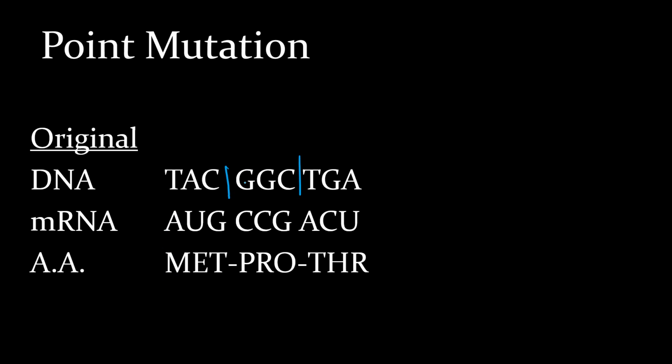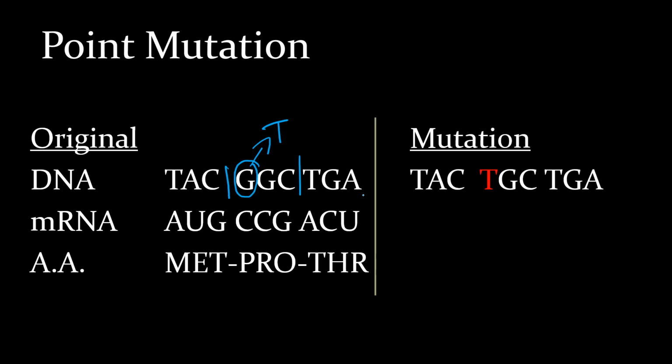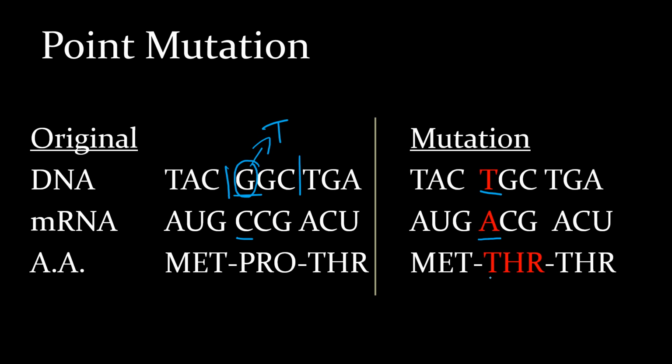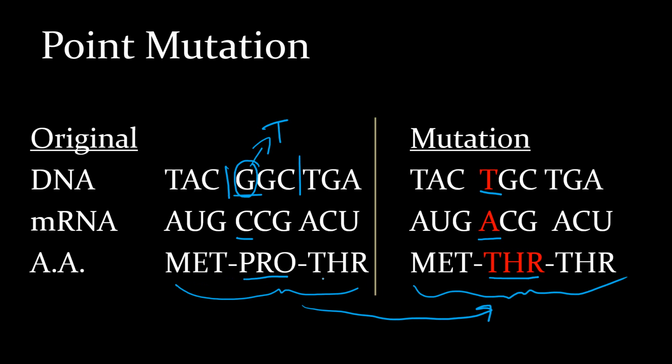Let's make a change. The change I want to make is I'm going to alter this base. I'm going to change it to a T. Let's see what that results in. The mutation is right here. We changed the G to a T, and that changed the mRNA. Look, it was a C there. Now it's an A because of that change. And because of that change, we have an entirely new amino acid. Instead of proline, we have threonine. So we have changed the entire protein with this mutation. And that protein may not function properly. It can lead to a genetic problem.